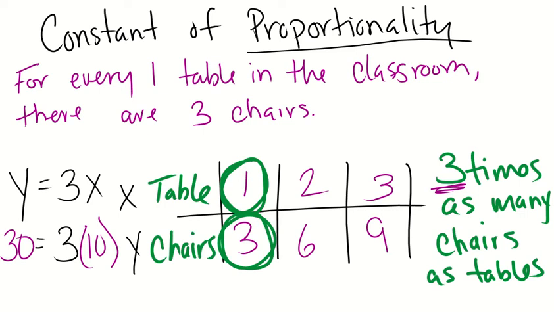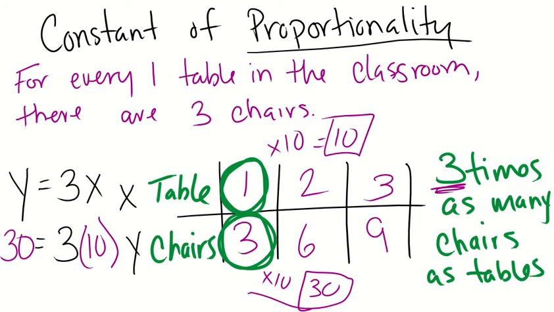And that would make sense because 1 times 10 would give me 10, and 3 times 10 would give me 30. And so we know that that would fit in our ratio table. So again, constant of proportionality, really straightforward. It's whatever you're going to multiply the first term by to get the second term. And if your ratios are proportional, it will work for every single ratio.